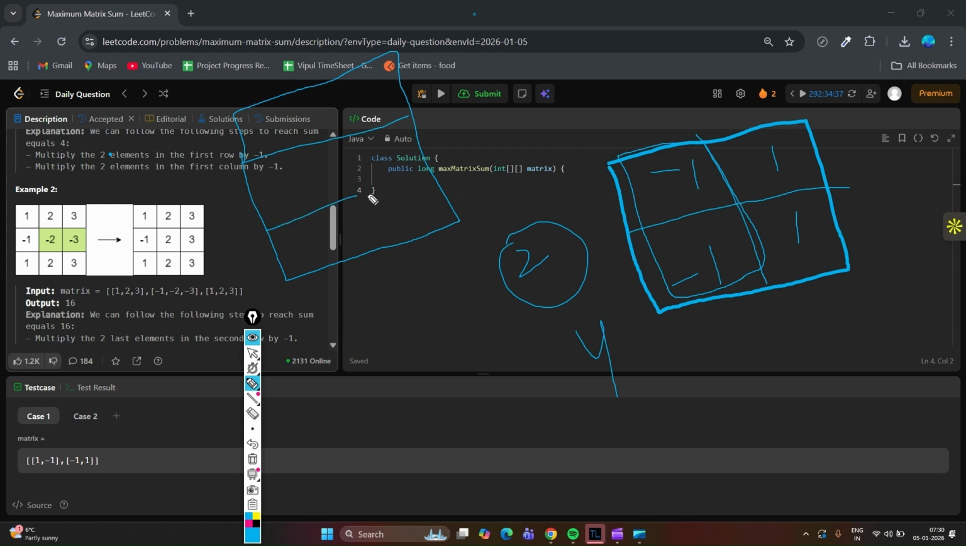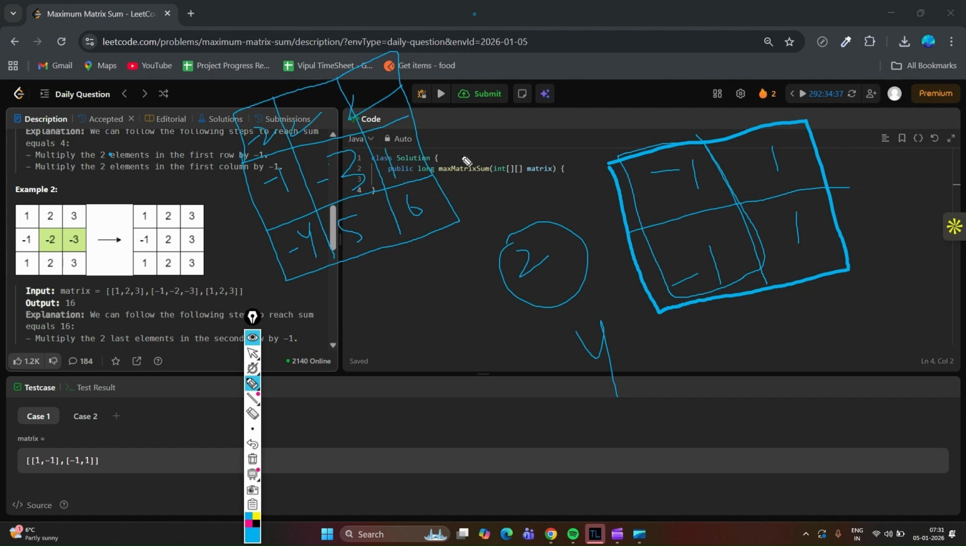Look, suppose this is a 3 by 3 matrix, and here is a minus 2. Then 2, and then here is a minus, there is a minus 3. Okay, here is minus 1. Okay, here is minus 4. Okay, and then here is a 5, and here is a 6, and here is a 1.